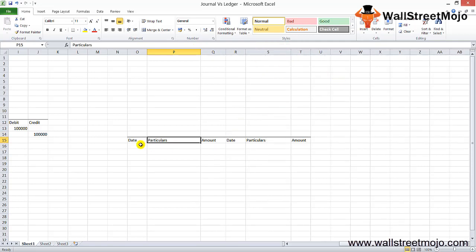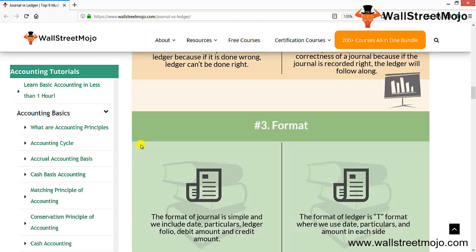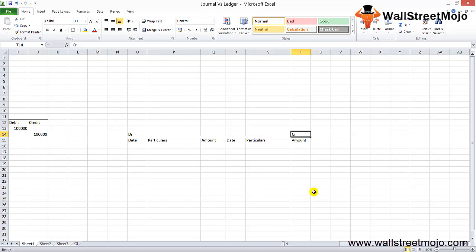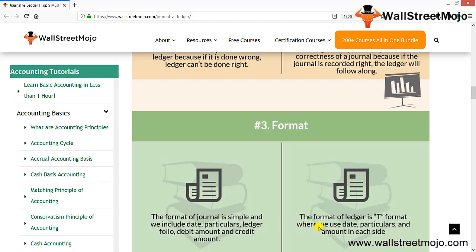So this is the debit side, and this is the credit side. This is how it is supposed to look. So it's a T format, and there'll be a line over here in the middle. So it's T format, where we use the date, particulars, and the amount on each side.